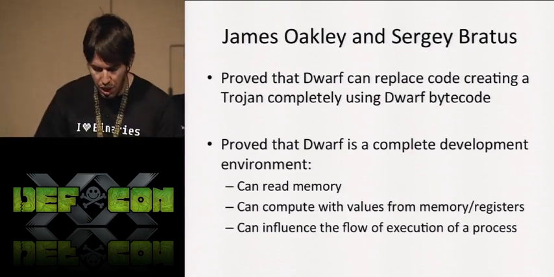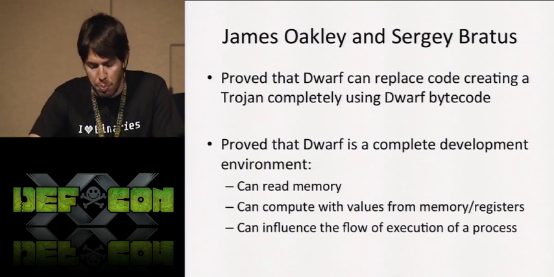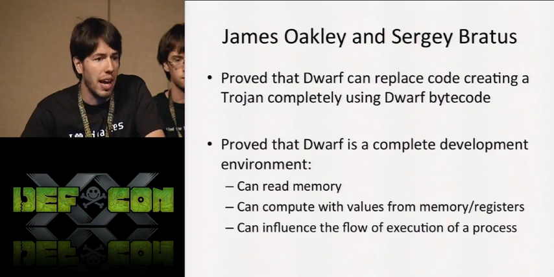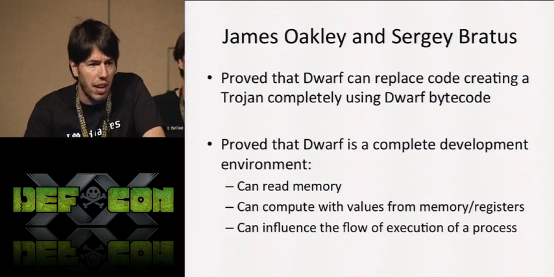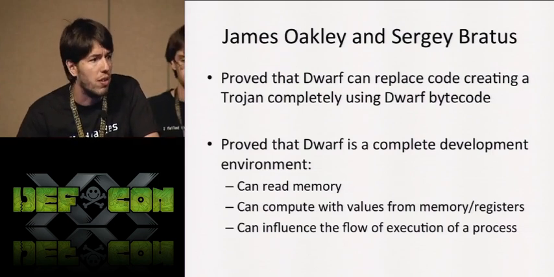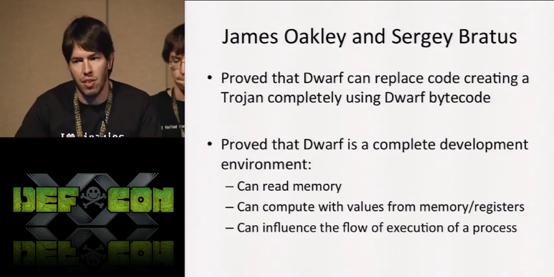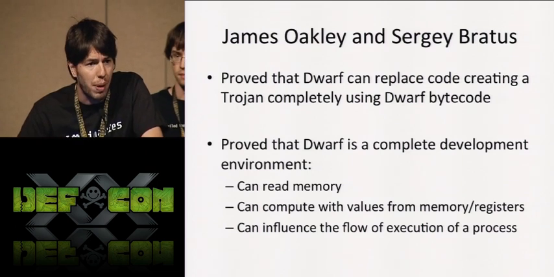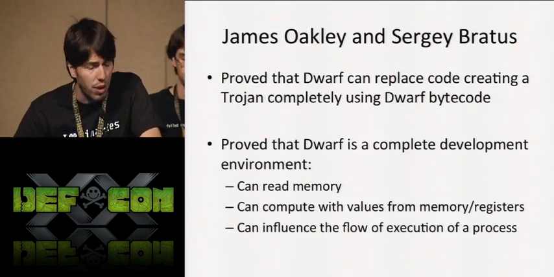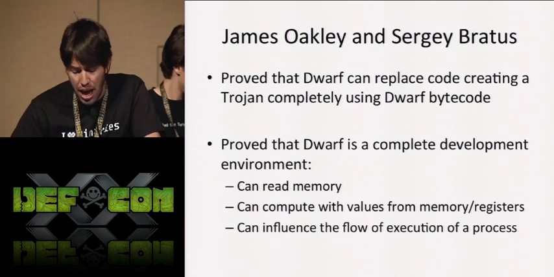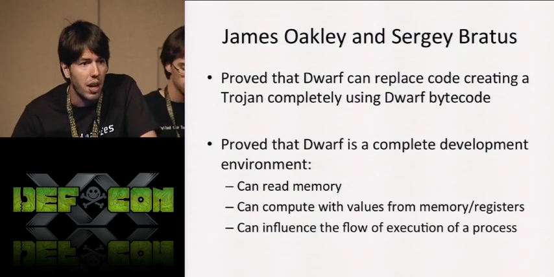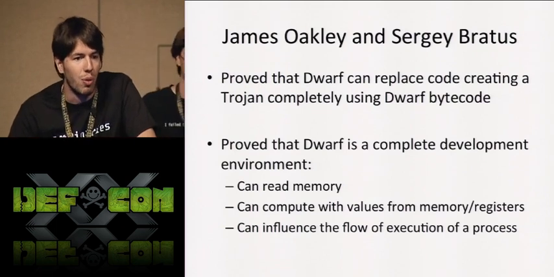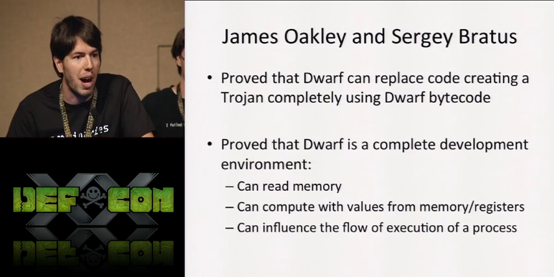So basically, James and Sergey, the research that they did previously, they proved that by replacing this bytecode, they can do any kind of computation. That basically gives them a complete Trojan, as mentioned, that does not change the assembly language of the binary itself. They proved that the Dwarf is a complete environment for programming. So it can read memory, it can compute values, and it can influence the flow of execution. Of course, those are all the requirements that we want to replace our shellcode with Dwarf bytecode, right?